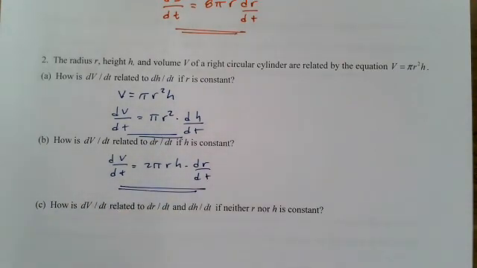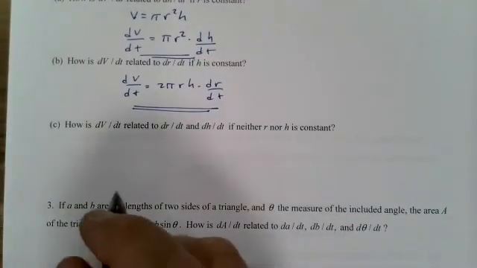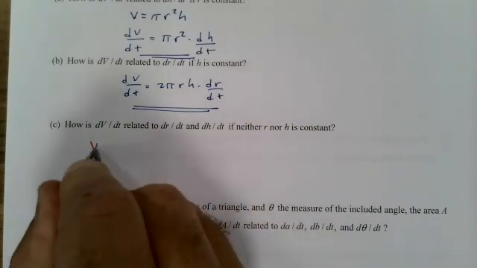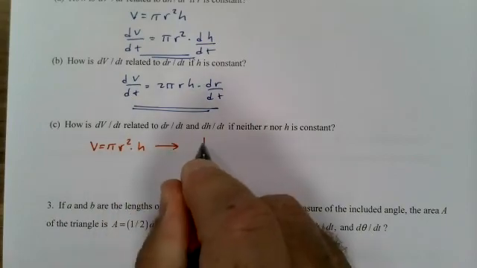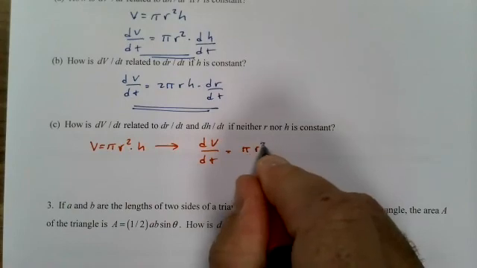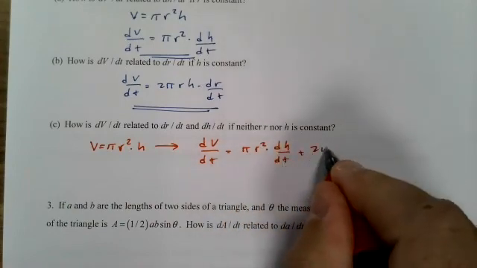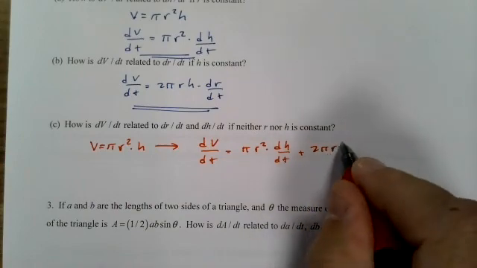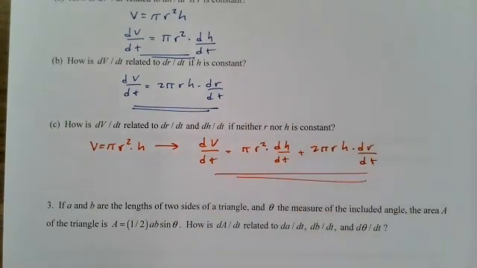Yep. And if neither is a constant, then we got a little product rule action. So V equals pi r squared h. dV/dt equals, leave it, pi r squared dh/dt plus derivative 2 pi r h dr/dt. Showing some mad calculus skills there. Definitely want to get good at that.